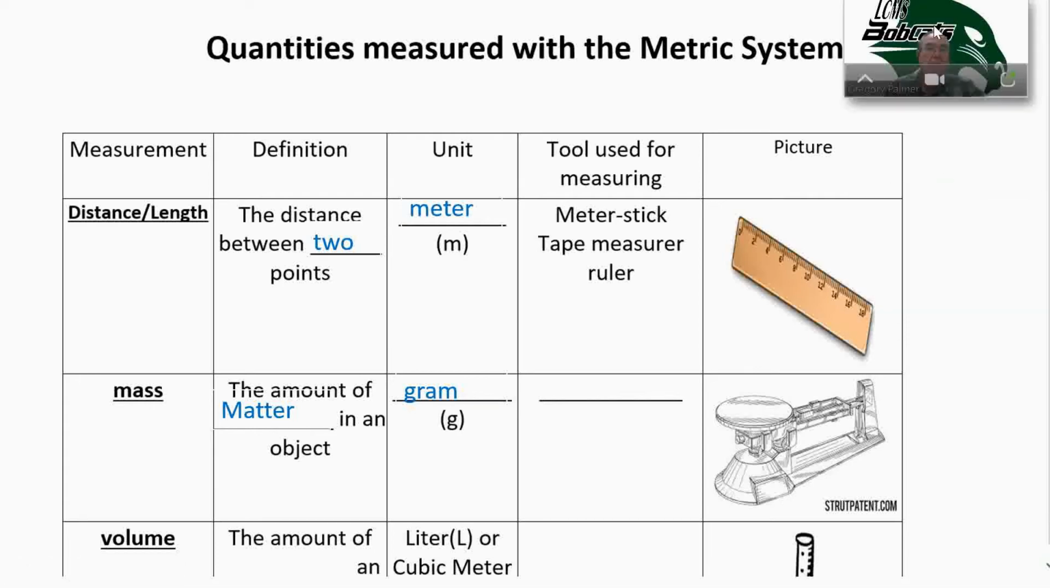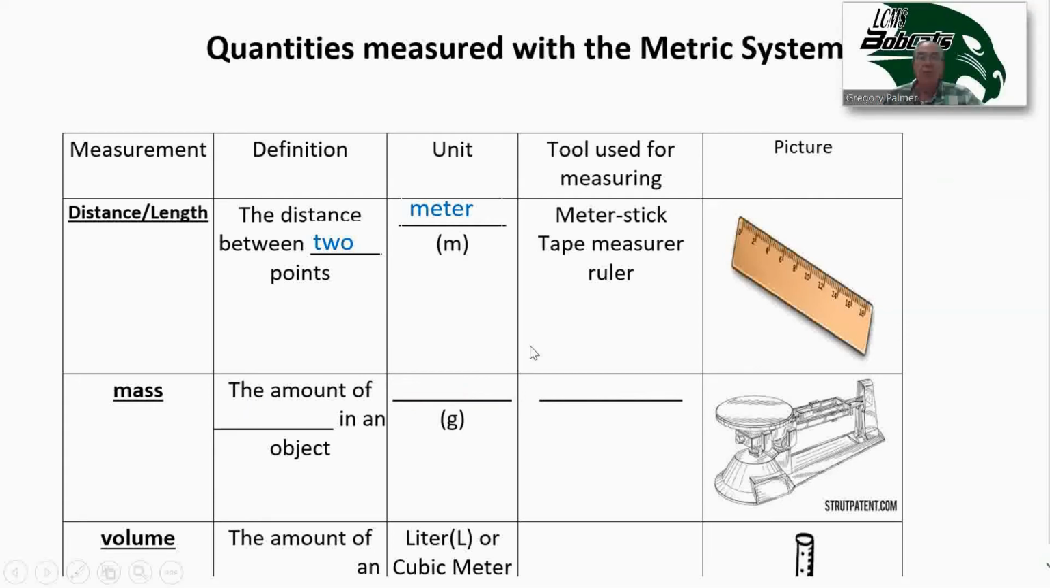Also important for the benchmark is that you recognize units and what's used to measure the different units. Length is the distance between 2 points. Base unit is a meter. We use a meter stick or a ruler. Mass is defined as the amount of matter in an object. Base unit is grams. We use a balance beam to measure mass.